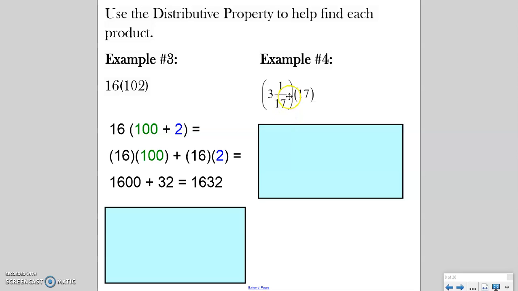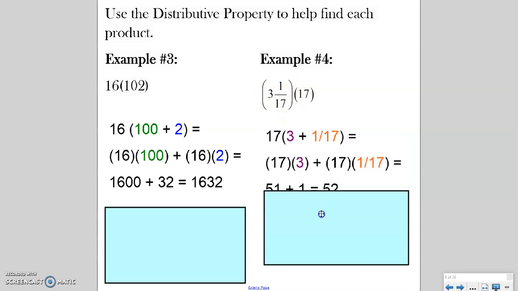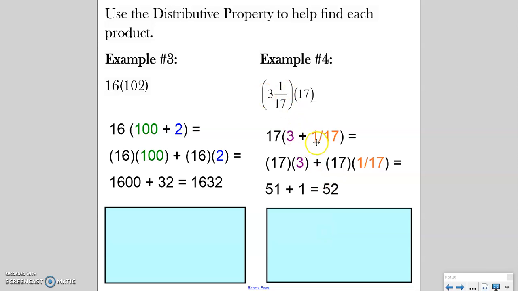For this one, we have the 17 out, and then we notice we have 3 and a fraction. This can be broken up. The fraction will be by itself and the 3 by itself. And then you add those two, because when you add those two, you will get this. And you just distribute and you get your answer.